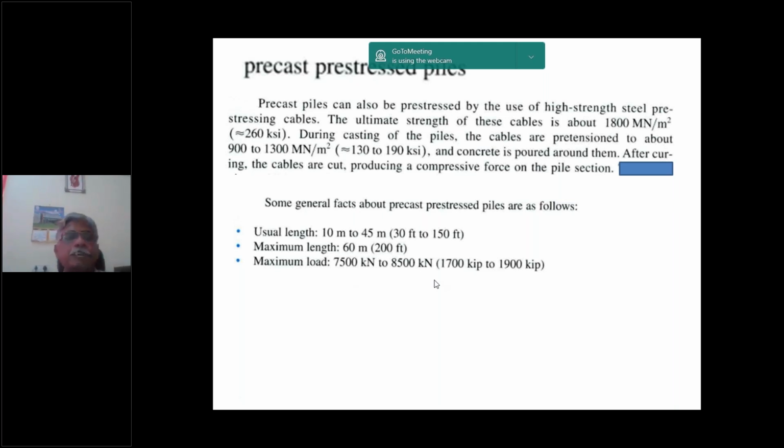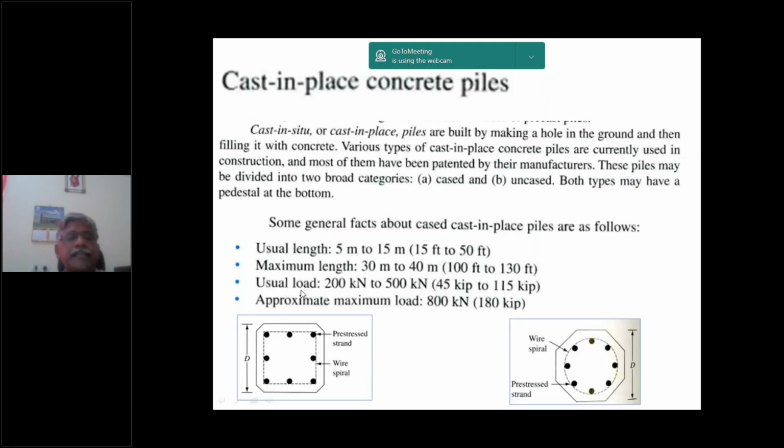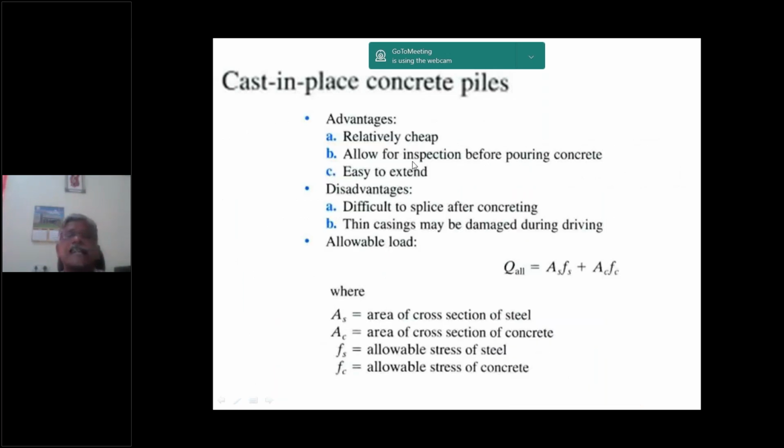The cast in place concrete piles, their usual length will be 5 meters to 15 meter, and the maximum length will be 30 meter to 40 meter, and the load carrying capacity of cast in place concrete piles will be 20 tons to 50 tons. The approximate maximum load will be around 80 tons. So cast in place concrete piles, the advantages are relatively cheap and allow for inspection before pouring concrete and easy to extend.